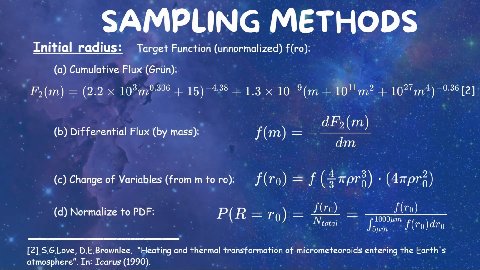For initial radius, we reference a formula for cumulative particle flux, which is based on mass. First, we take its negative derivative to get a differential flux by mass. Second, we perform a change of variables, converting this function from mass to our desired variable, radius. Finally, we normalize this function by integrating it over our range of interest from 5 to 1000 micrometers to create a proper PDF that we can sample from.